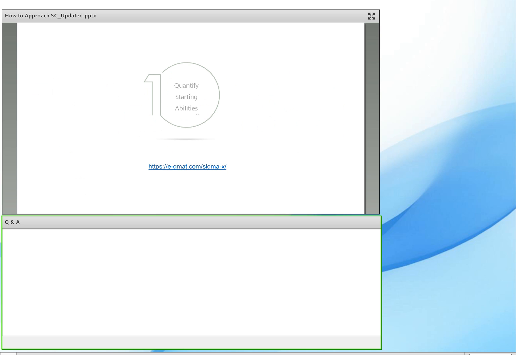So how do you get your starting abilities? You take one of our mock tests. We call this a Sigma X mock, and that's the only mock test in the industry that will give you these 5 different abilities.